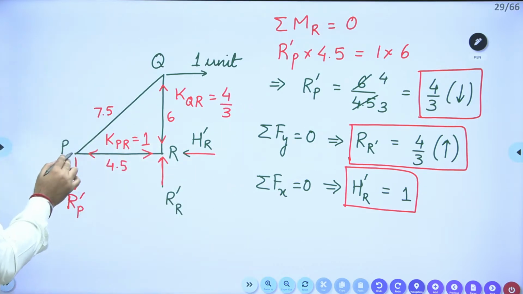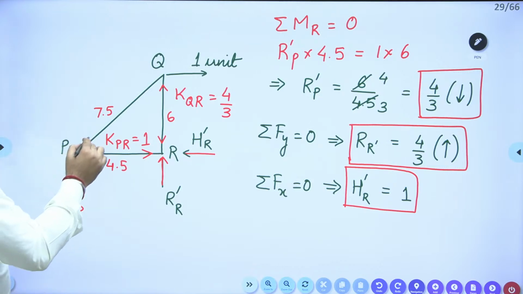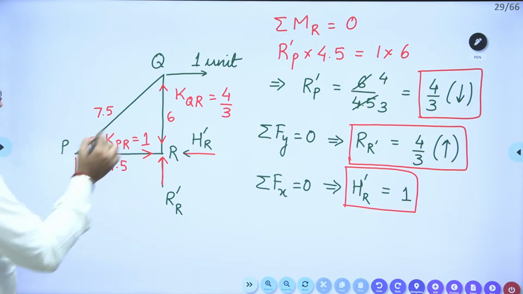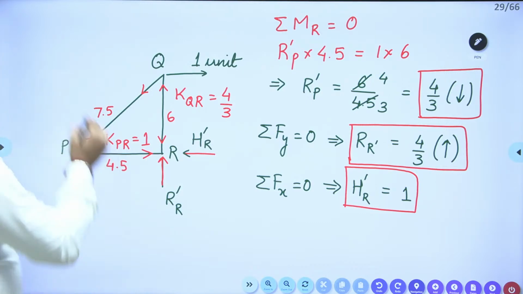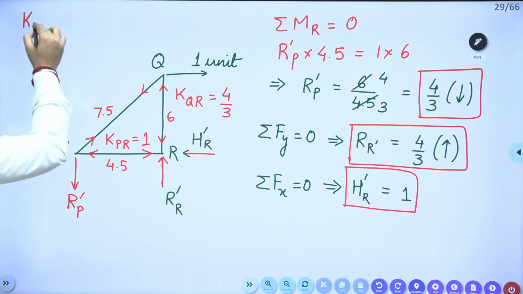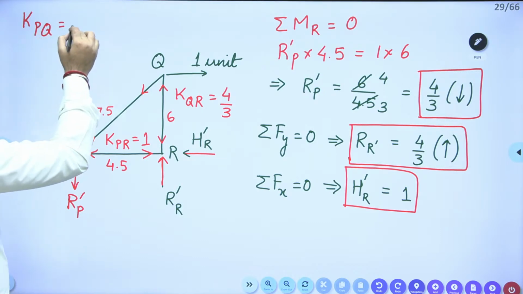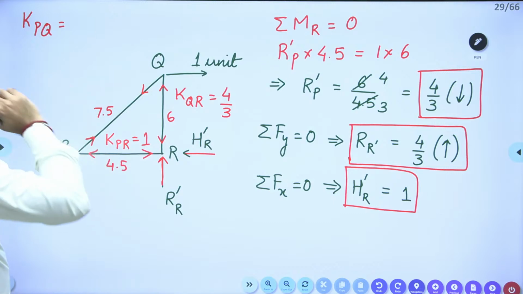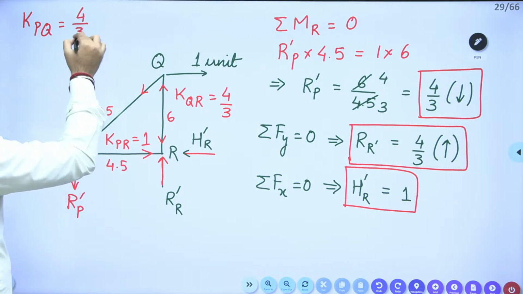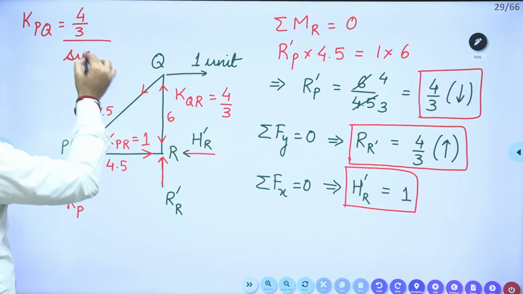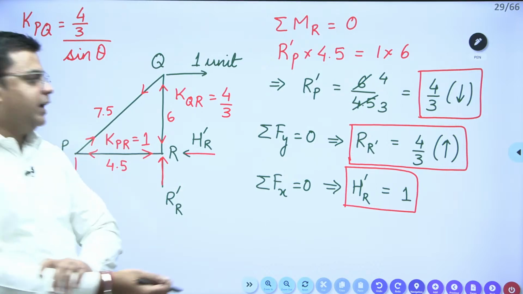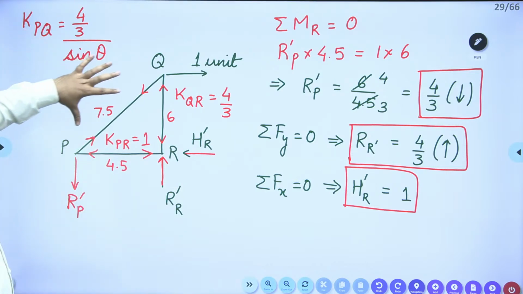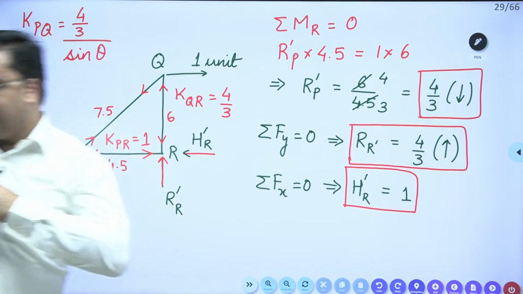Now for calculating this value of KPQ, again you need to consider the equilibrium of joint P. So I will directly calculate KPQ. KPQ is nothing but Rr dash, that is 4 by 3, divided by sine theta. Please get me the value of KPQ.